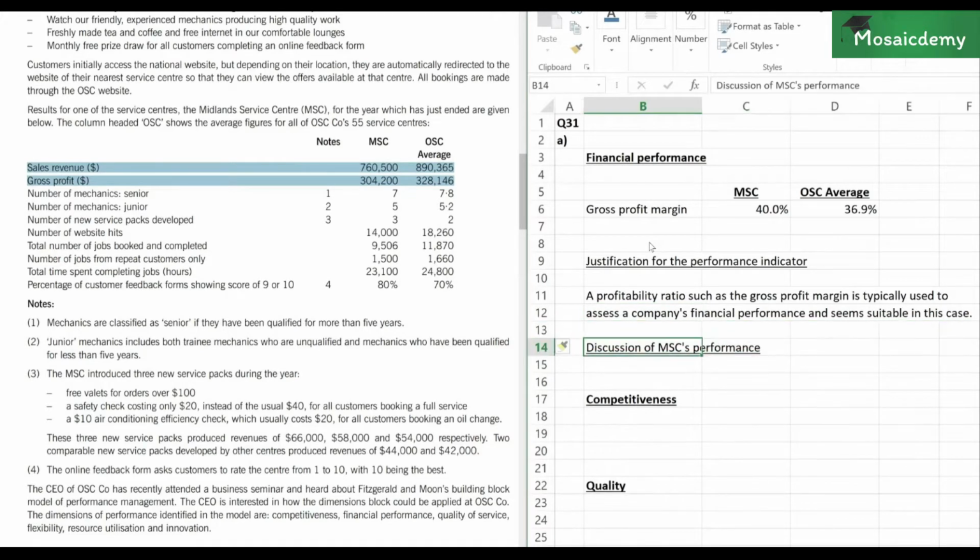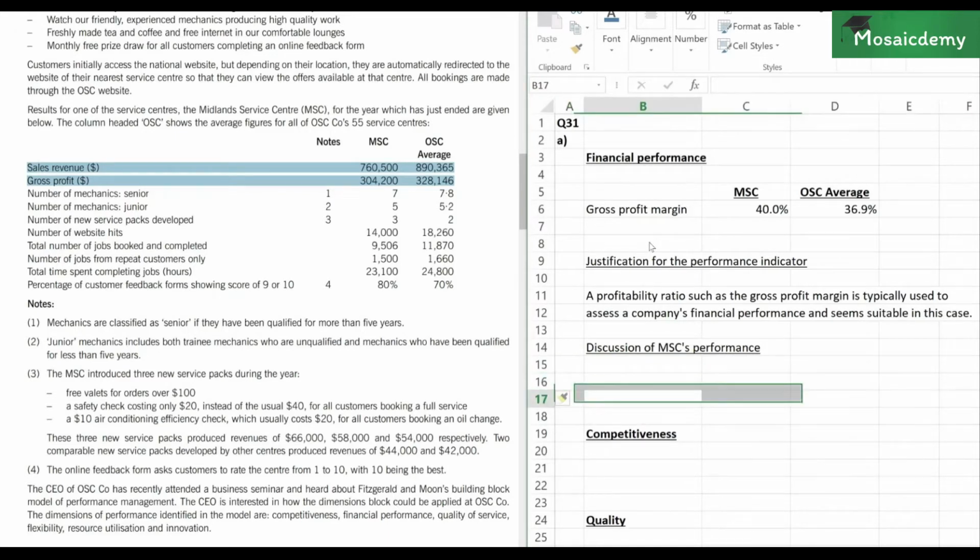Again, this is brief, so we don't need to go into too much detail, and then we need to discuss the performance for MSC. So what can we say? Well, the gross profit margin was higher than the OSC average, right? So we can start by mentioning MSC has outperformed the OSC average seemingly.